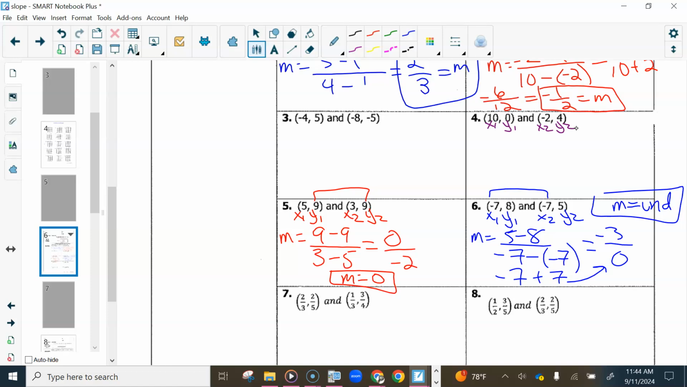So let's set this up. M equals, what would I put first? What's Y2? 4. Minus, what's Y1? 0. Over, -2 minus 10. Good. 4 minus 0 would give us 4. And -2 minus 10 is -12. And then simplify.